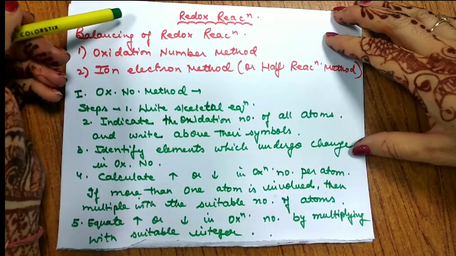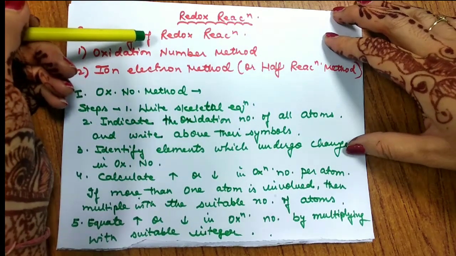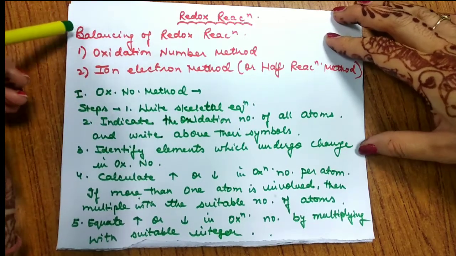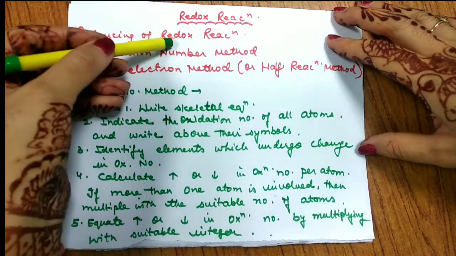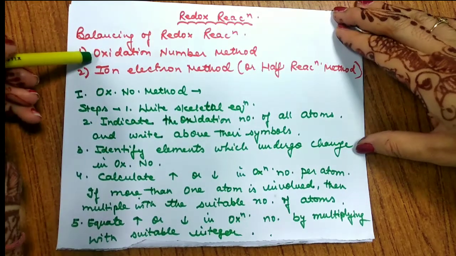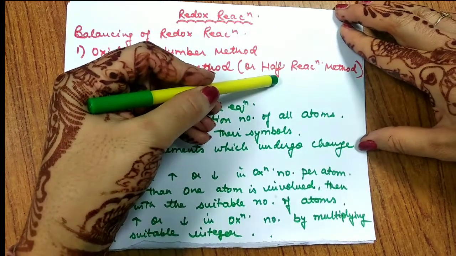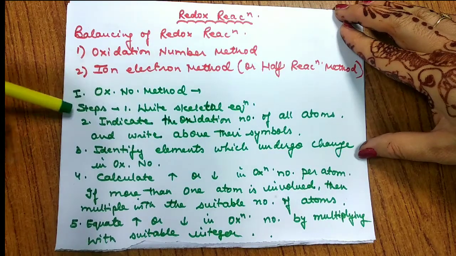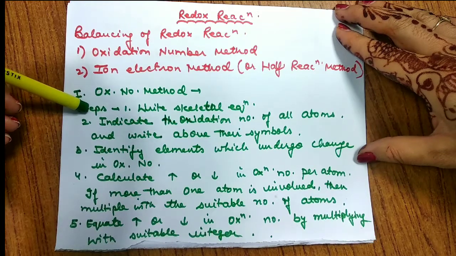So today, in continuation with class 11th redox reactions, I'll tell you about the balancing of redox reactions. First of all, I'll tell you about the steps, and following those steps we can easily balance the redox reaction. We have two ways to balance the redox reaction in our syllabus: the oxidation number method and the ion electron method, which is also known as the half reaction method. Let us talk about the oxidation number method first. There are certain steps, and following these steps we can easily balance the redox reaction.